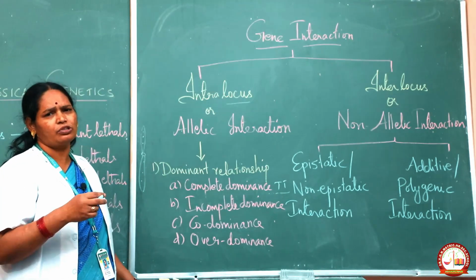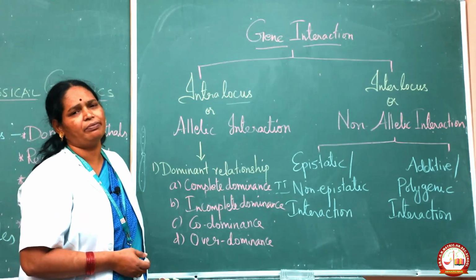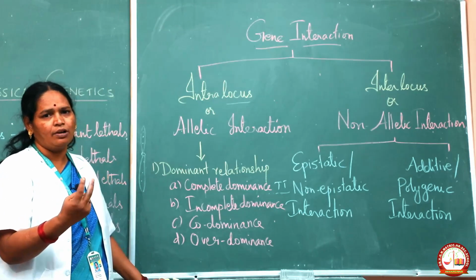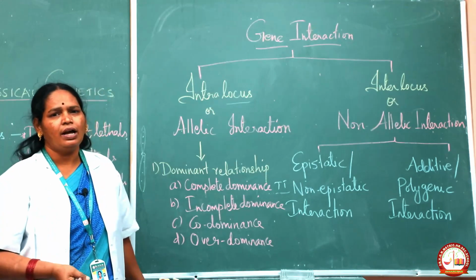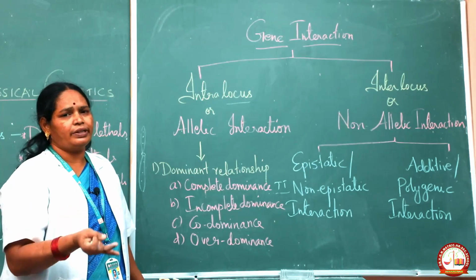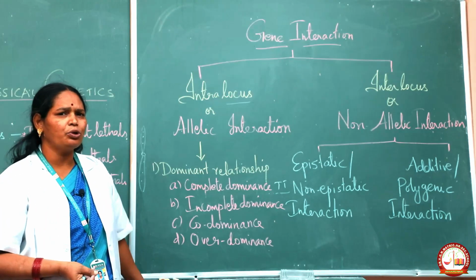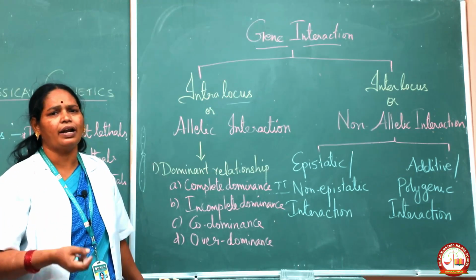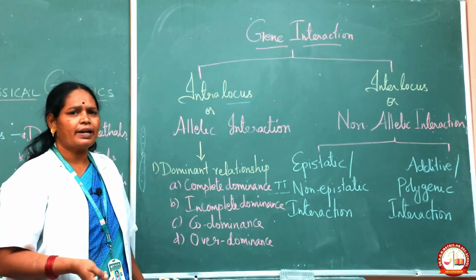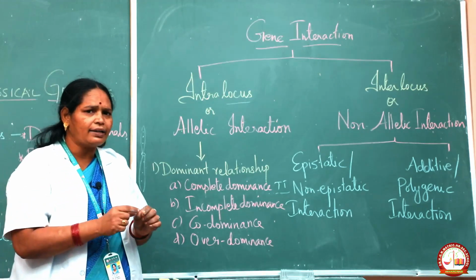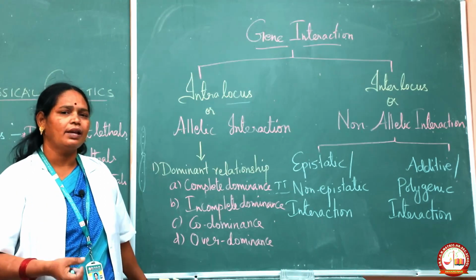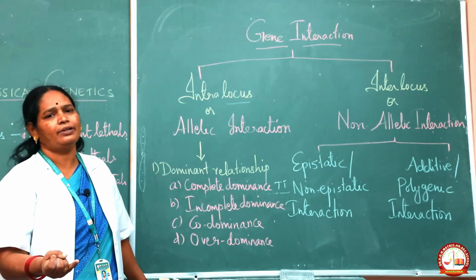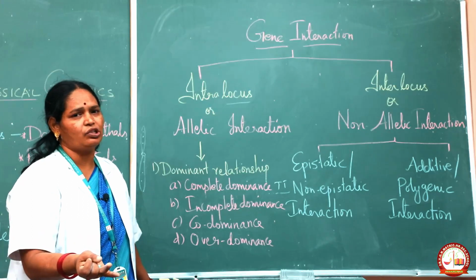According to Bateson's factor hypothesis, gene interaction has been divided into two defined types. What are they? Intragenic gene interaction and intergenic gene interaction. According to the factor hypothesis, gene interaction, meaning the action between genes, is divided into two major types: intragenic interaction and intergenic interaction.